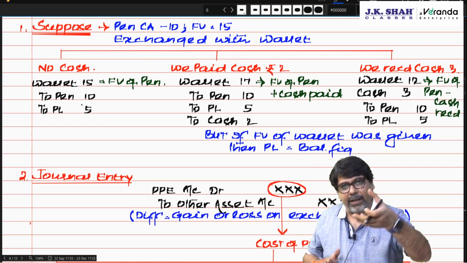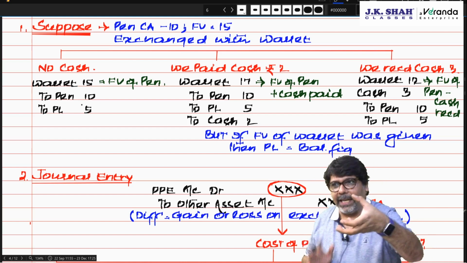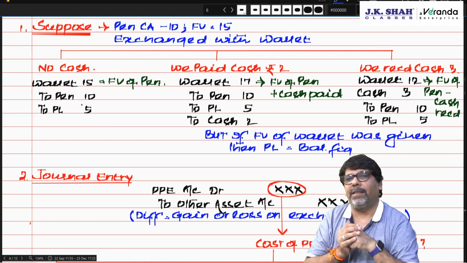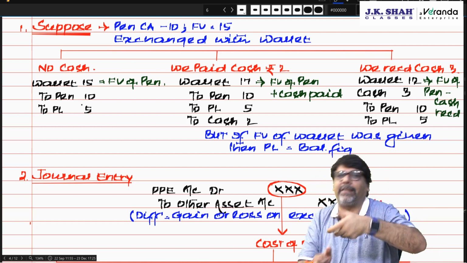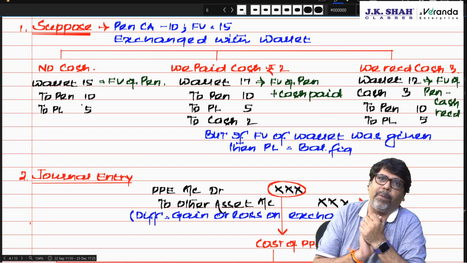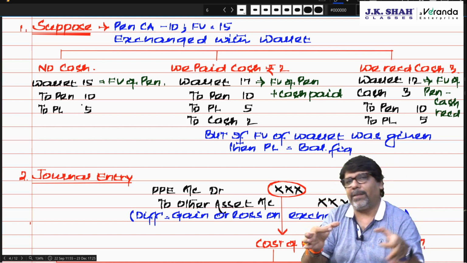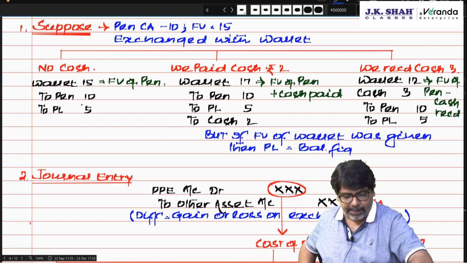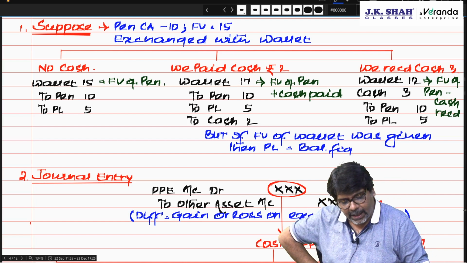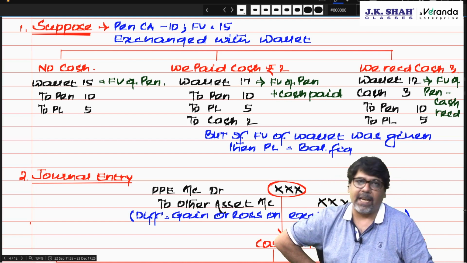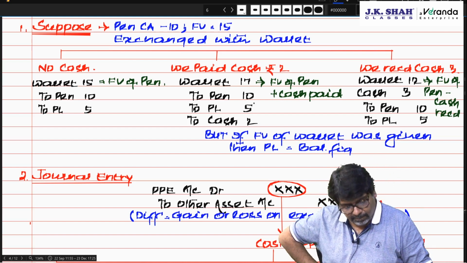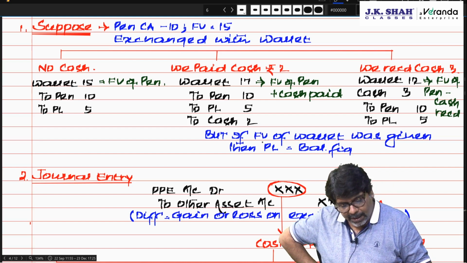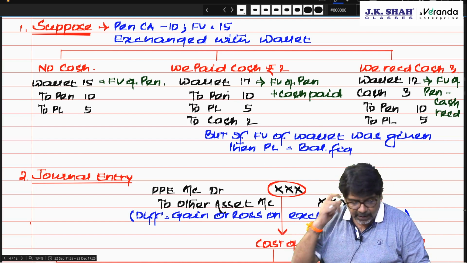Now suppose I got a wallet. I gave pen. For me, pen was worth how much? 15. Plus, I gave 2 rupees cash. So 15 rupees ka pen plus 2 rupees cash. That means wallet ka price is how much? 17. Fair value of pen plus cash paid. But if fair value of wallet was given, then P&L is equal to the balancing figure. If this was given, then P&L will become balancing figure.